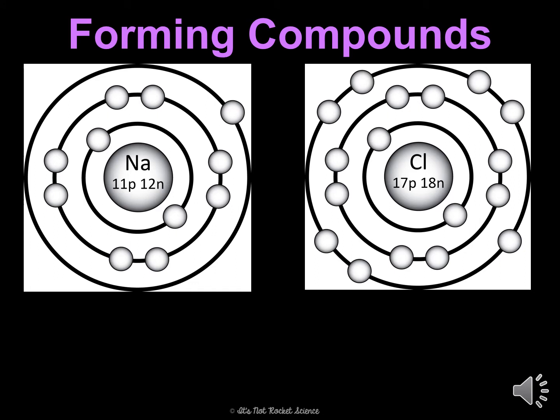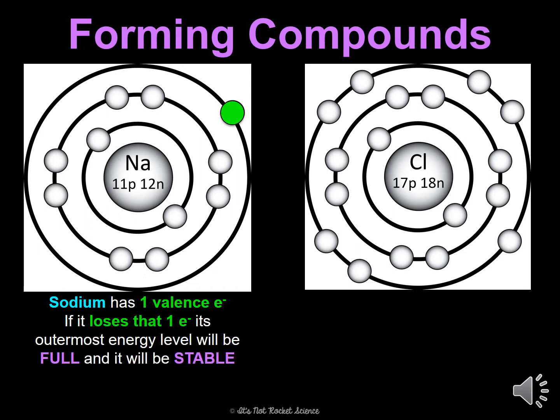Let's talk about forming compounds. So here we have sodium and we have chlorine. This is the Bohr model for each of these elements, okay? Sodium has 1 valence electron. It's highlighted there in green. If it loses that 1 valence electron, the outermost energy level will be full and it will be stable. Meaning, if you take away that green valence electron right now and take away that energy level, then you will have the second shell having a full 8 valence electrons.